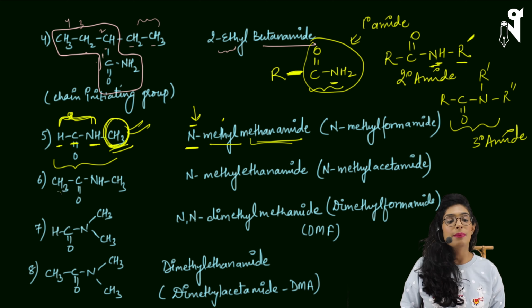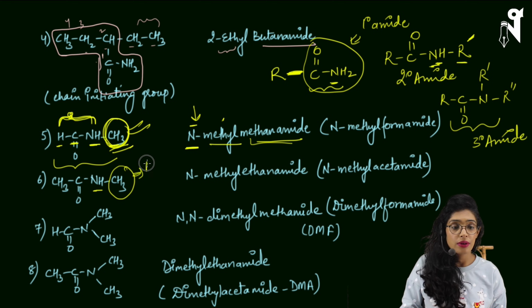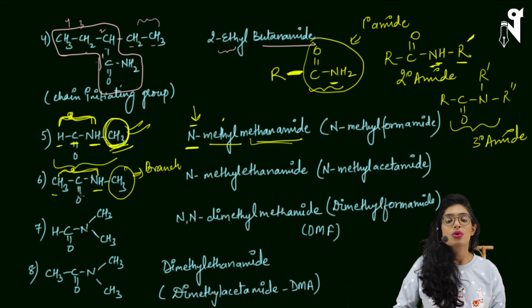Look at another example carefully. Now again I can see my nitrogen is not NH2, it is NH with CH3, so this is my branch. What is my principal carbon chain? This whole thing is my principal carbon chain. How many carbons do I have? Two carbons, one here, one here. So ethanamide will be the name, and a methyl group is present on the nitrogen, and that is why it will be called N-methyl ethanamide.